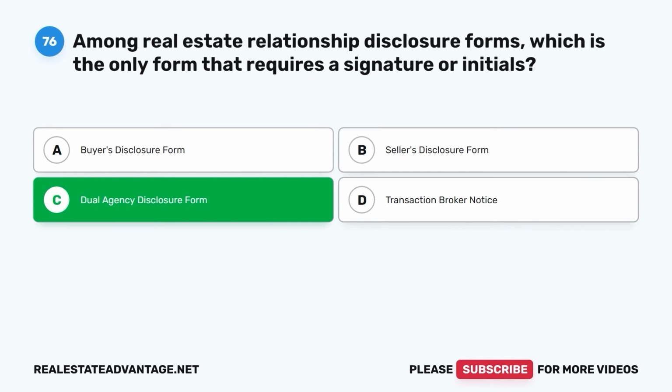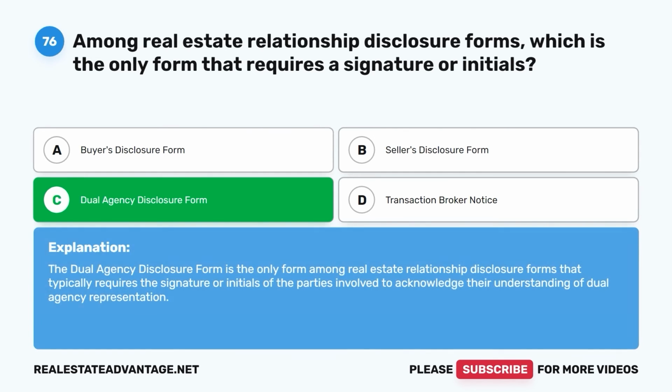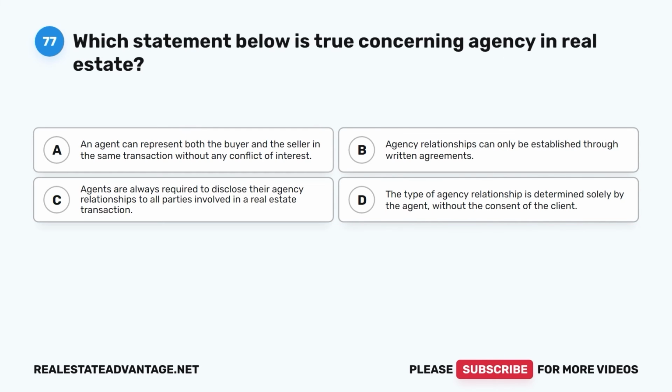Dual agency disclosure form. The dual agency disclosure form is the only form among real estate relationship disclosure forms that typically requires the signature or initials of the parties involved to acknowledge their understanding of dual agency representation.